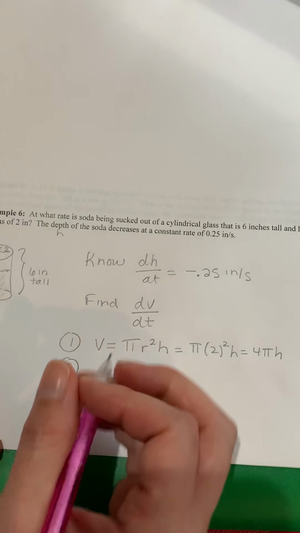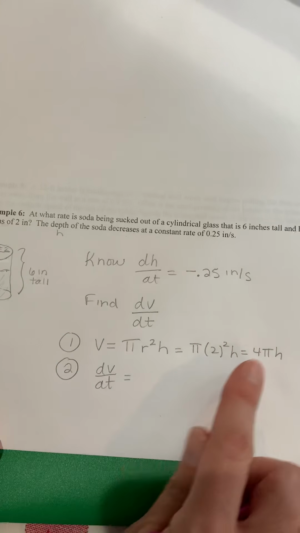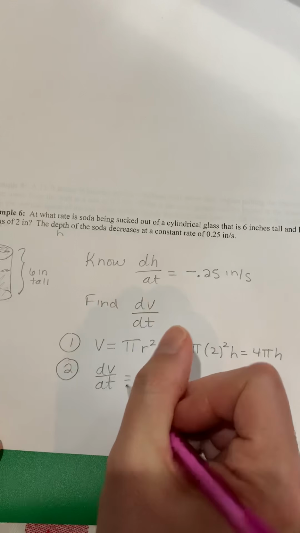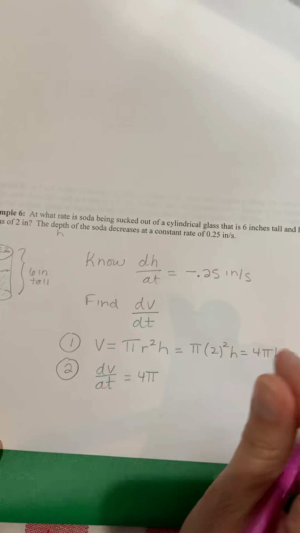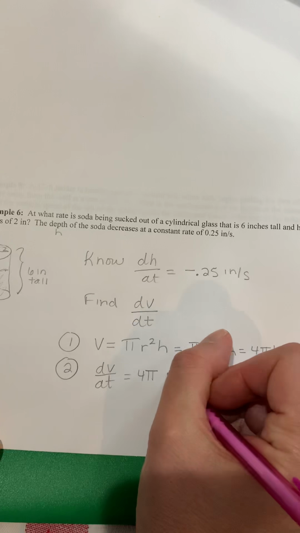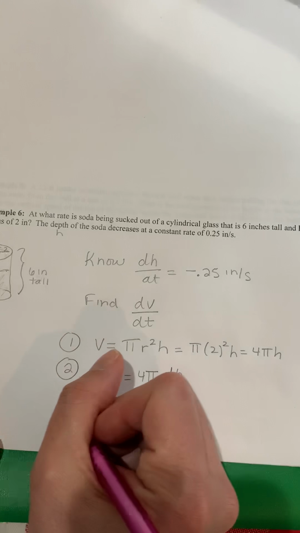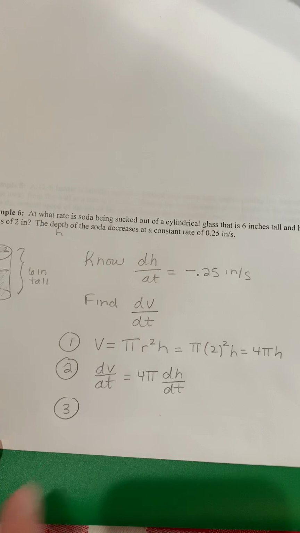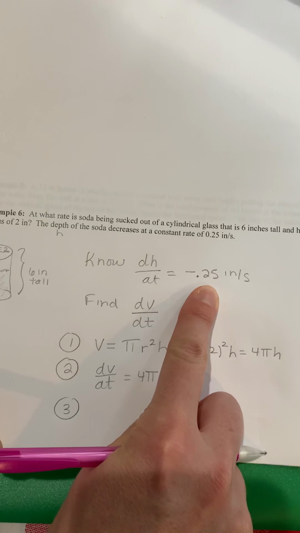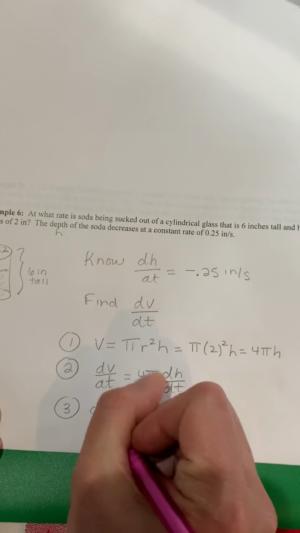So the derivative of volume with respect to time is going to equal 4 pi as a constant, so it just attaches. And if we take the derivative of the height with respect to time, we get dh over dt. Okay, our third step is to plug in what we know, okay, and we know the derivative of the height with respect to time, so we can go ahead and plug that in.